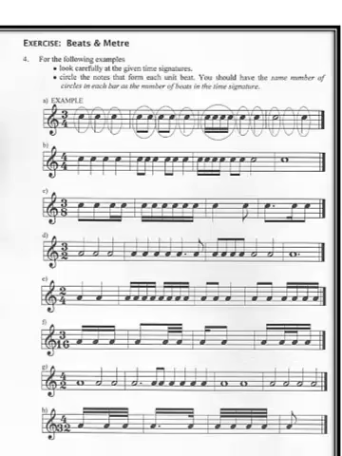In 3/8, you'd have 3 circles. In 3/2, you'd have 3 circles, and so on. So the top number is telling you how many circles you're going to have, and remember that the bottom number is telling you what type of beat is going to get a circle.